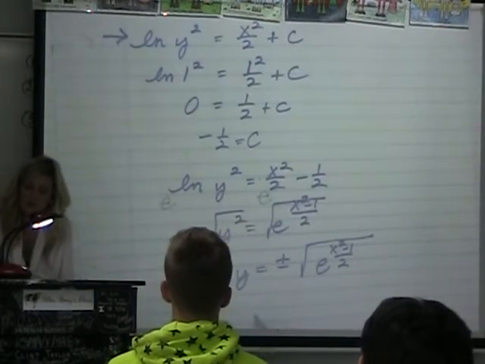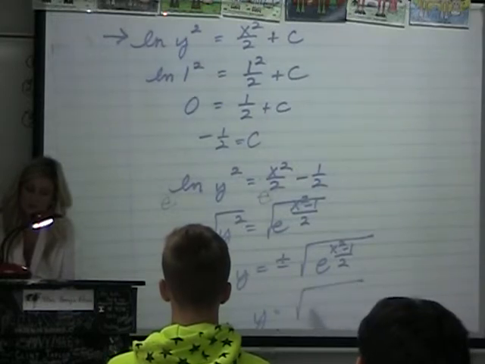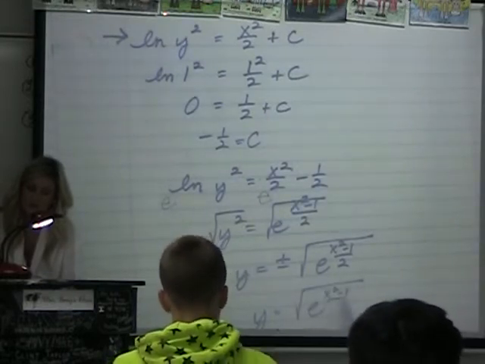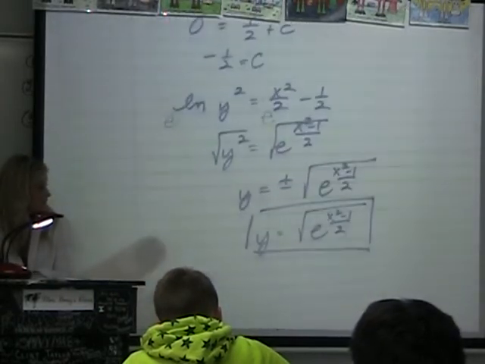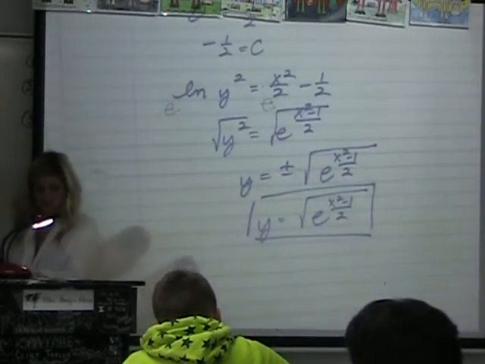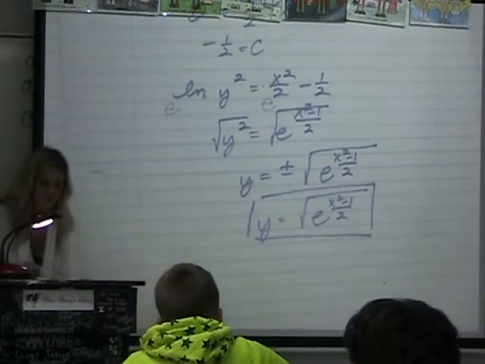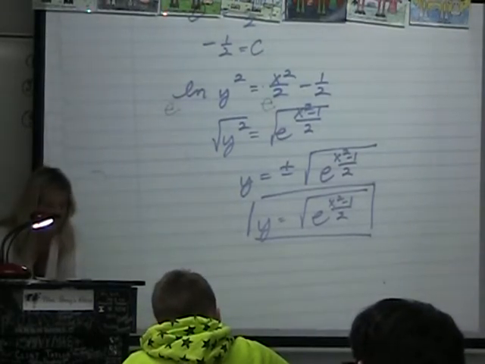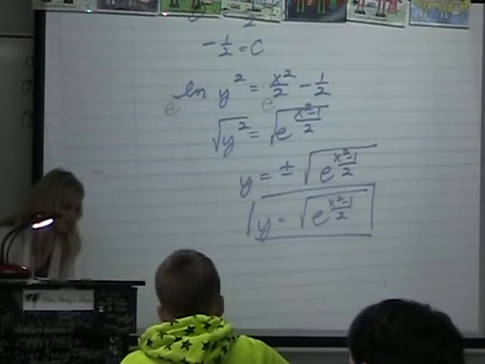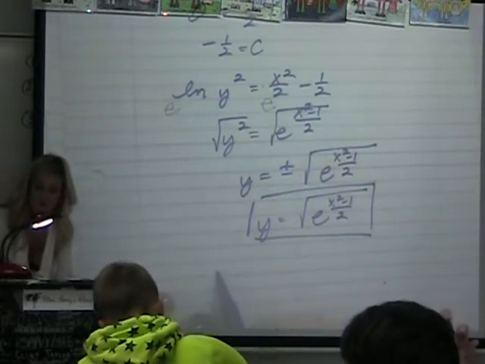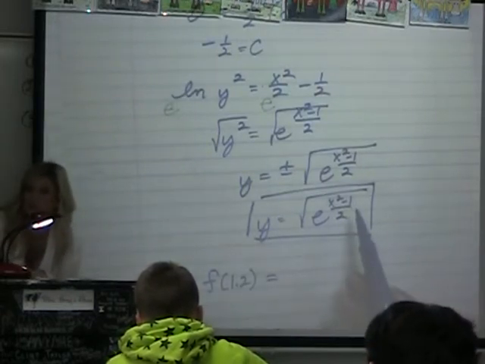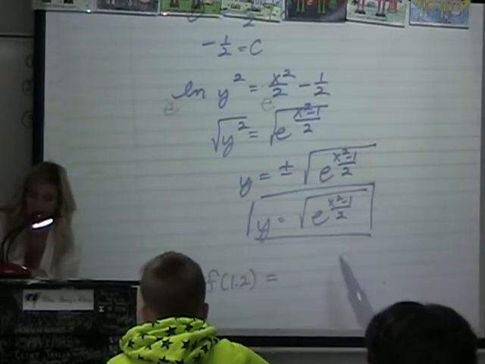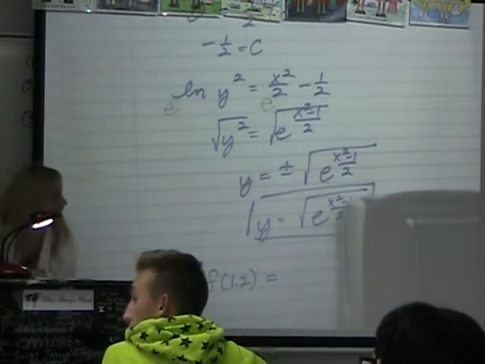All right, so we're going to use the positive square root. So make sure you state that. And then I always box in my answer. Doesn't have to be boxed in, but it sure helps. You could circle it, that's right. Okay, now it says use your solution to find f of 1.2. So we're going to substitute 1.2 in here. And we can use our calculator.